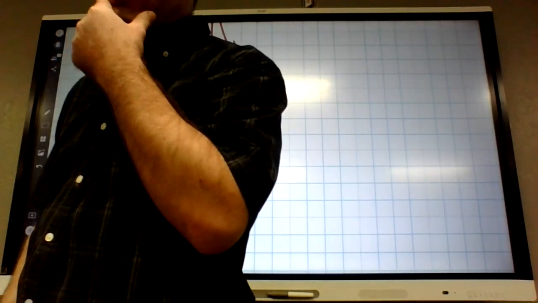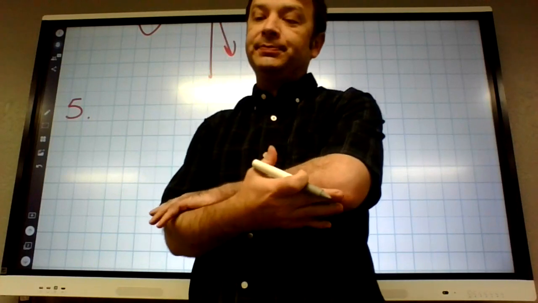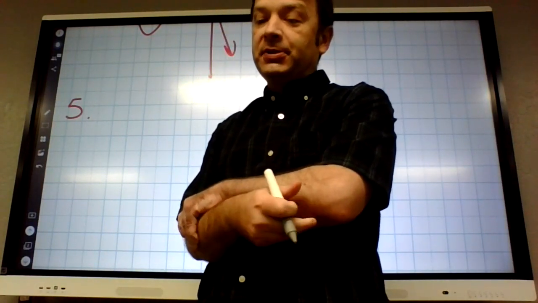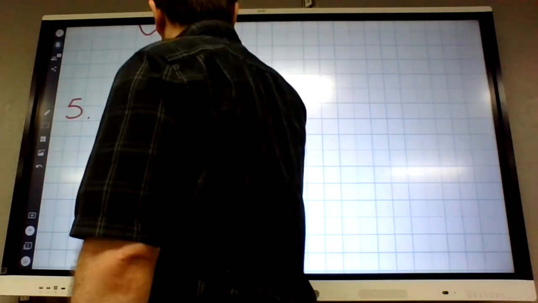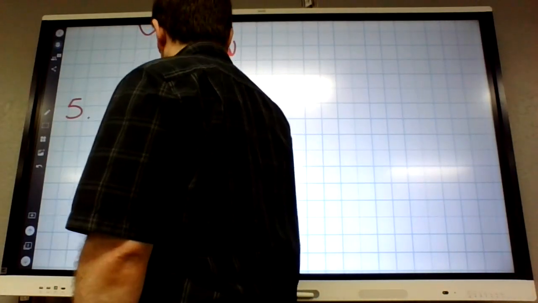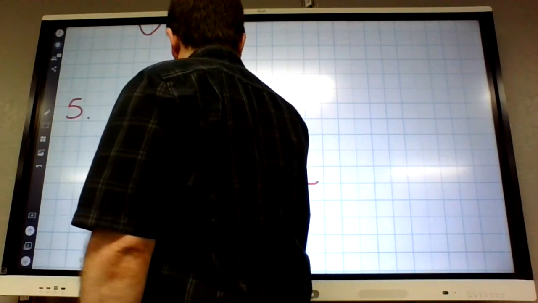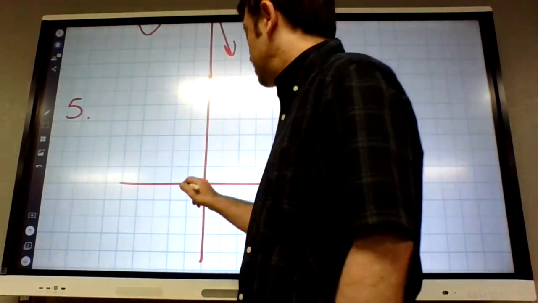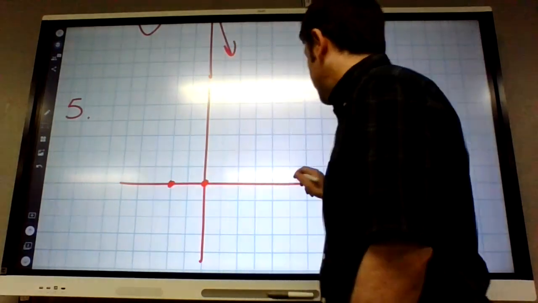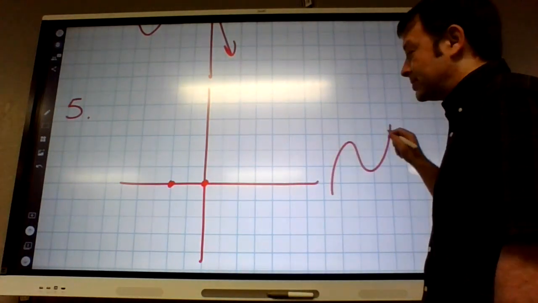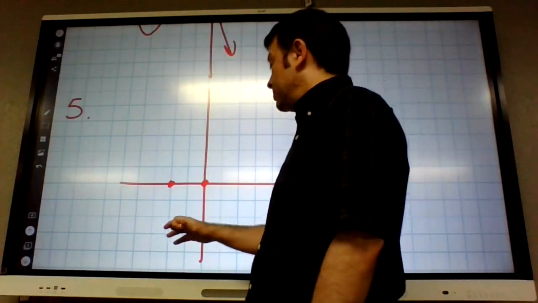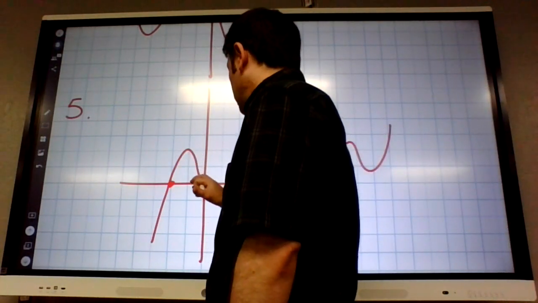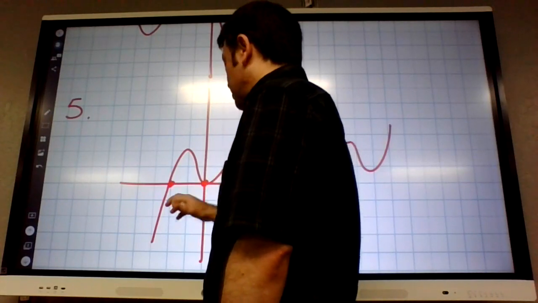Okay, number 5, what kind of function will that be? X cubed is a cubic function. What are the zeros? 0, -2. 0 though is a what? Double root. So it's a cubic function, so we're still using this. But 0 is a double root, so that means it's got to bounce when it hits 0. Like so.